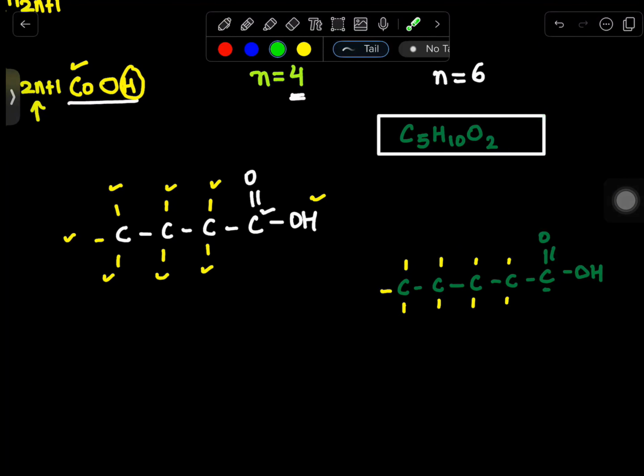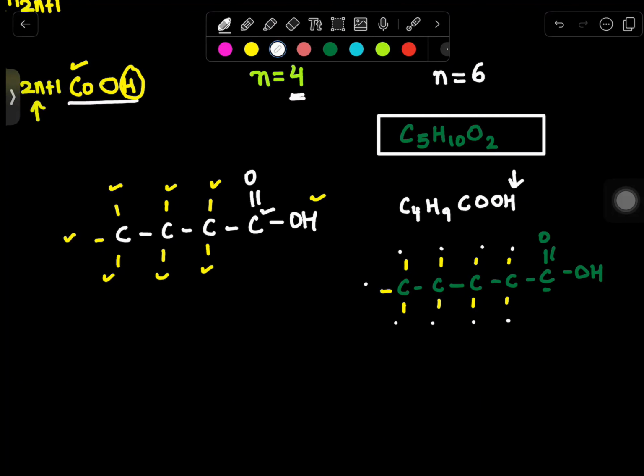But I would like to make one little change, and that is to write the COOH separately, even though this is also correct. But it's always recommended to write down your carboxylic acid group as it is. So how will I change it? I'll write it as COOH, and on the side I have C4H9. Is that clear? Yes, ma'am.